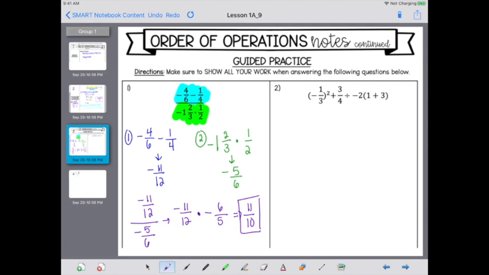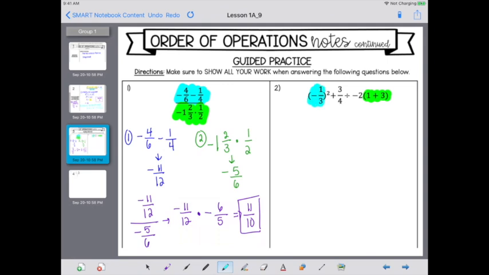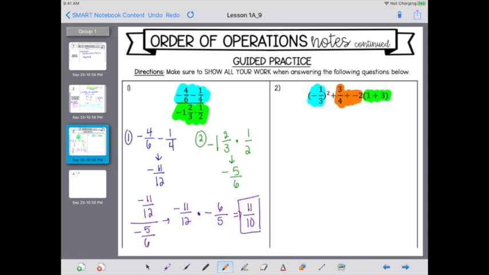Okay, so number 2, try this one on your own. Pause the video here, and we'll go over it when you guys come back. Okay, so we have our parentheses, and we have our exponents, and then we're going to divide first, and then multiply. Okay, so let's try here. We have negative 1/3 squared, positive 1/9. Plus 3/4 stays the same, divided by negative 2 stays the same, and then 1 plus 3 is 4.